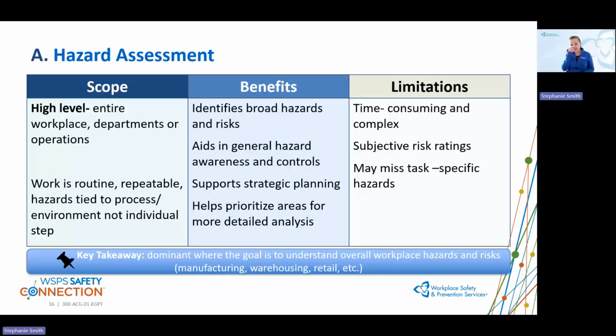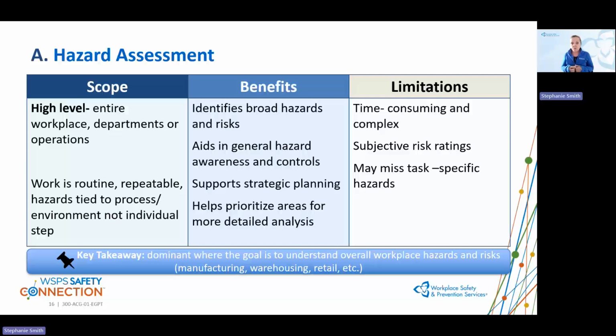So the first one we'll look at today, and what we're going to focus most of today on, is just the general hazard assessment. This is a high-level overview of your workplace and departments and your operations. It is identifying your broad hazards and risks. It helps aid in the general hazard awareness in your workplace. What are your hazards? And what controls do you have in place? It can also support strategic planning. What these hazard assessments can do is help prioritize where your highest risks are and what you need to be focusing on over the next year or 2 years or 3 years in order to reduce that risk.